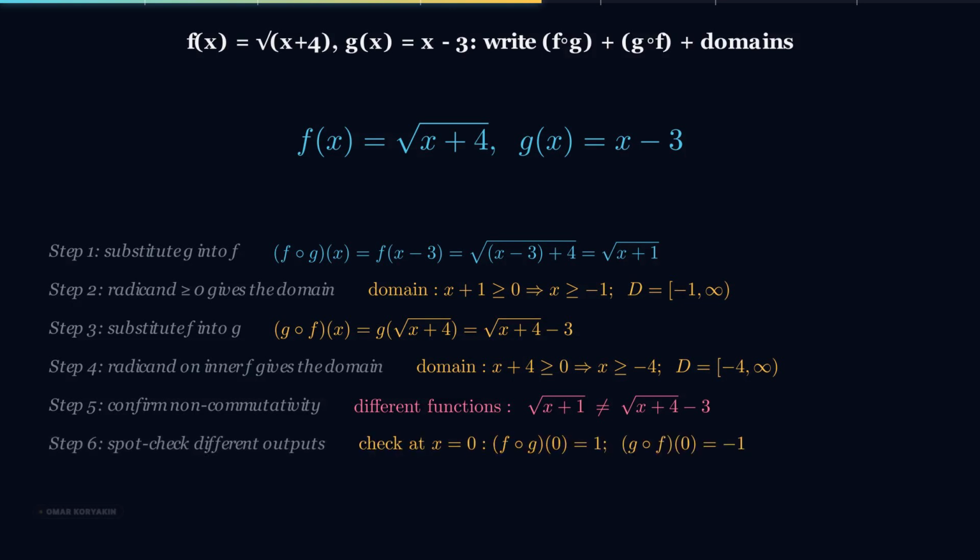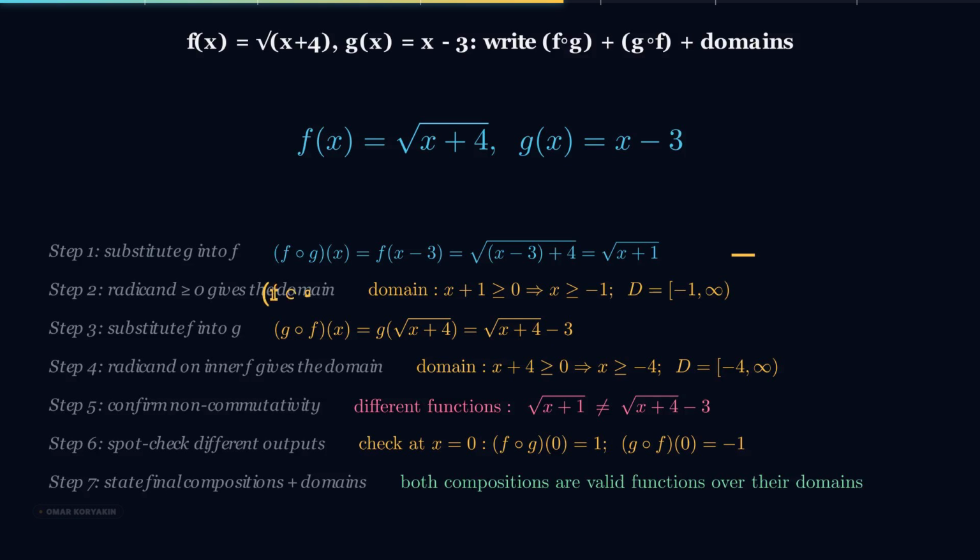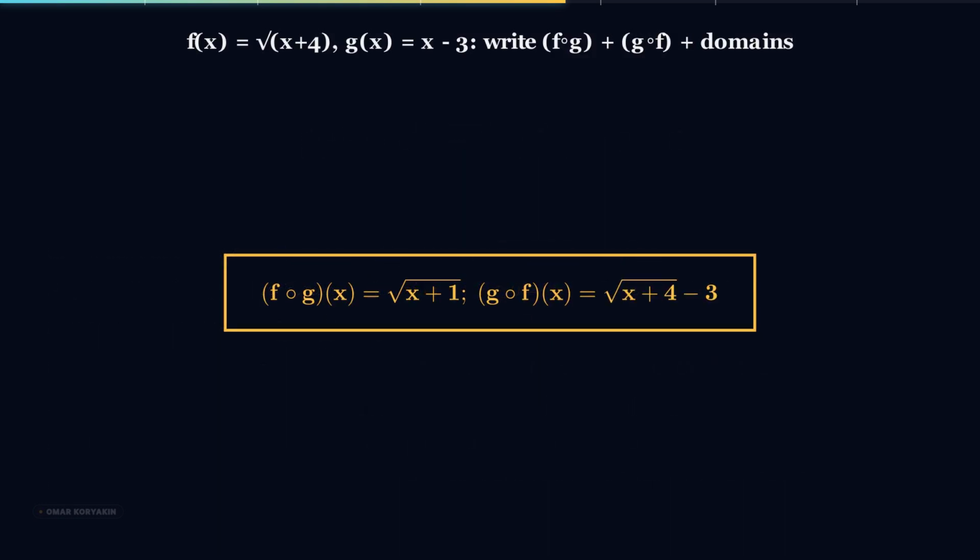Step 6. Verify by evaluating at a specific input where both compositions are defined, like x equals 0. F composed with g of 0 equals the square root of 0 plus 1 equals 1. G composed with f of 0 equals the square root of 0 plus 4 minus 3 equals 2 minus 3 equals negative 1. Different outputs, consistent with different functions. So the two compositions are square root of x plus 1 with domain x at least negative 1 and square root of x plus 4 minus 3 with domain x at least negative 4.